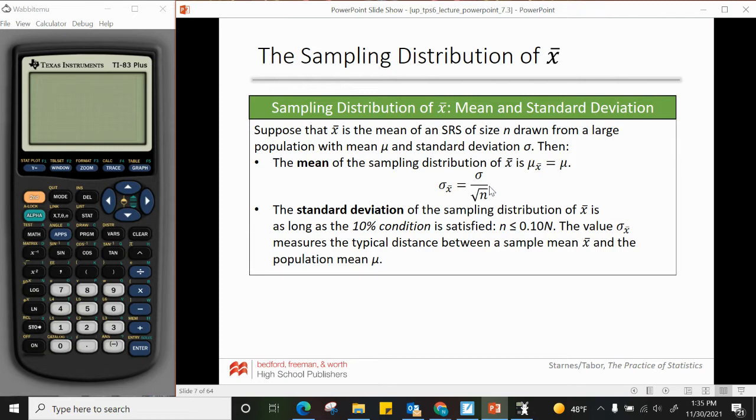And just like before for proportions, the value sigma x bar measures the typical distance between a sample mean and the population mean. Before for proportions, it was the sample proportion and the population proportion. Here it's the sample mean and the population mean.